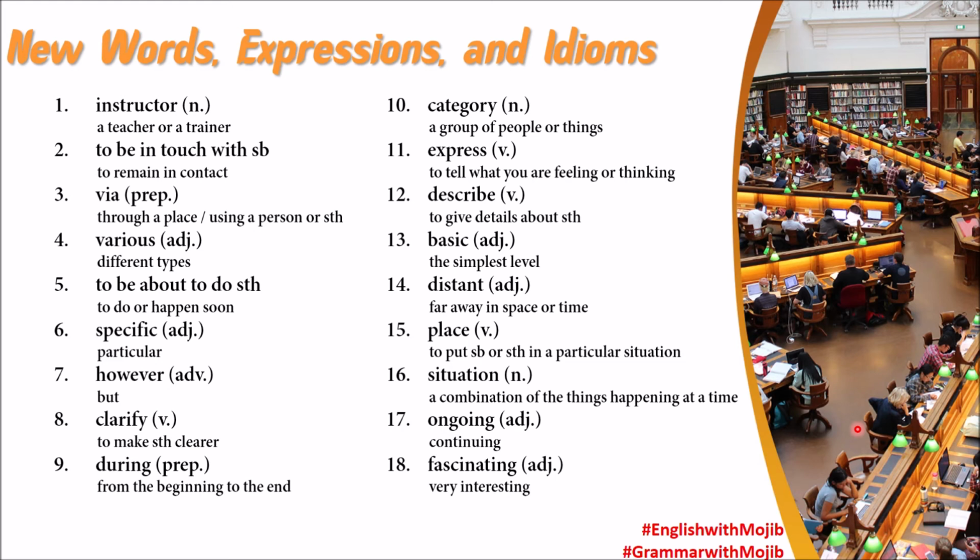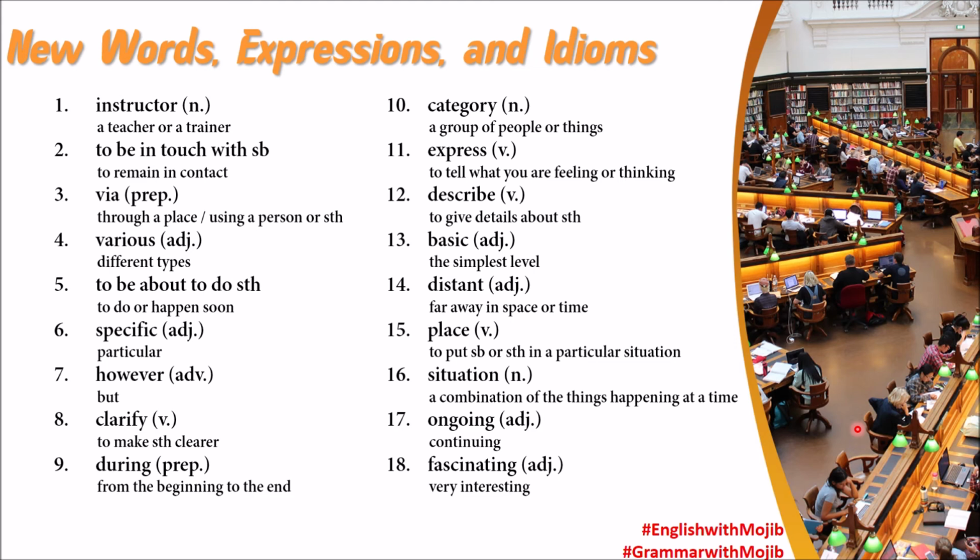Via, through a place using a person or something. Various, different types. To be about to do something, to do or happen soon. For example, I'm about to go to bed. Means I want to sleep soon. Specific, particular, very special. However, but. Clarify, make something clearer. During, from the beginning to the end. From the beginning to the end is called during. For example, during the class, during the video. And the British pronunciation of this word is during.